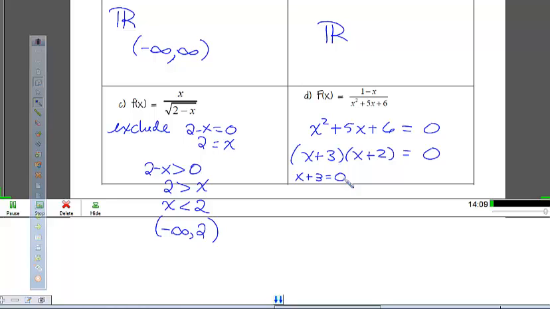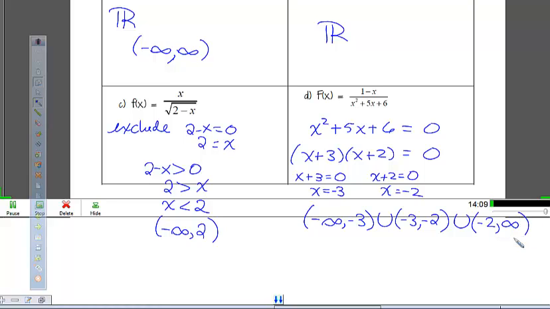X plus 3 equals 0, or x equals negative 3. X plus 2 equals 0. X equals negative 2. We're excluding these things. So I'm going to write this as minus infinity to negative 3 union negative 3 to negative 2 union negative 2 to infinity. Okay, because we're using parentheses on those ends, that means the negative 3 and the negative 2 are excluded. They're not included there.